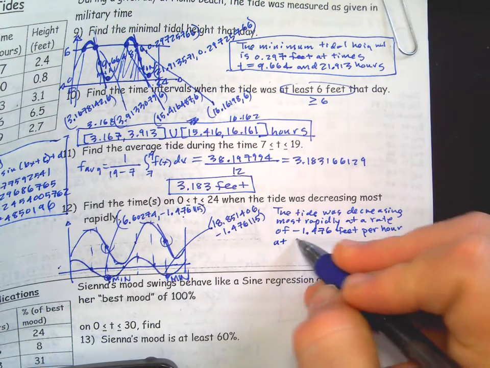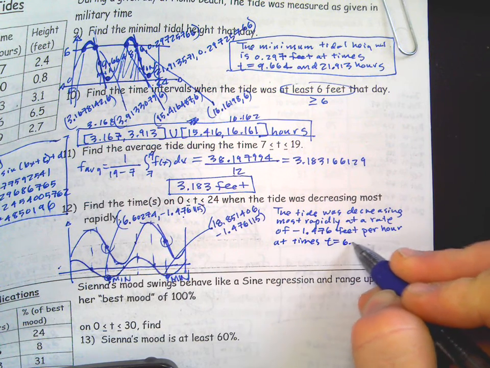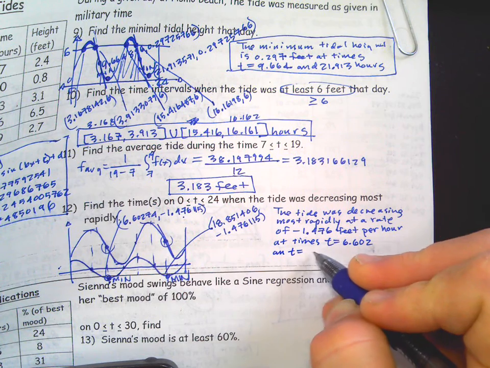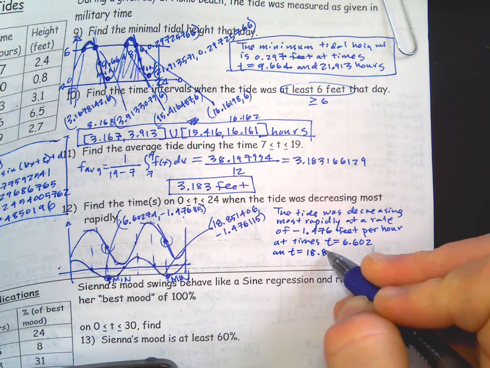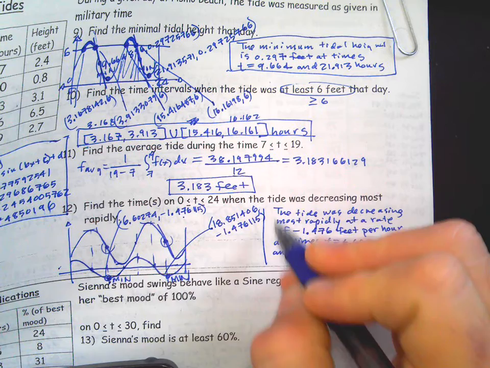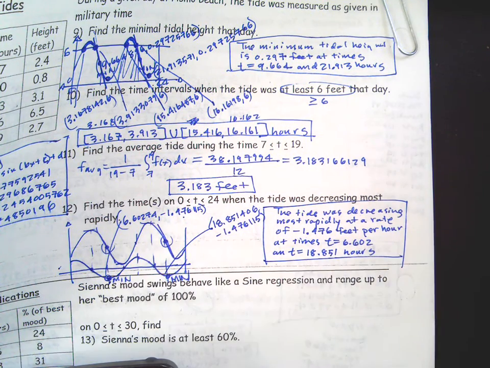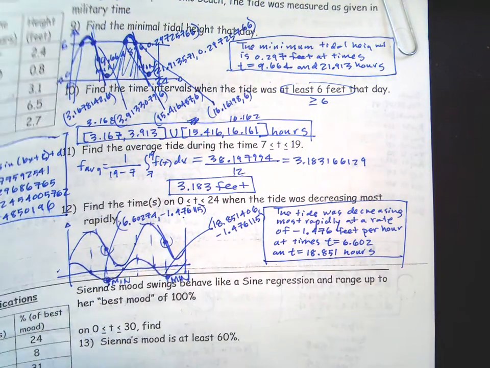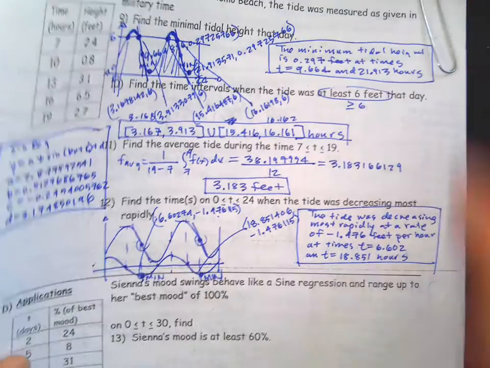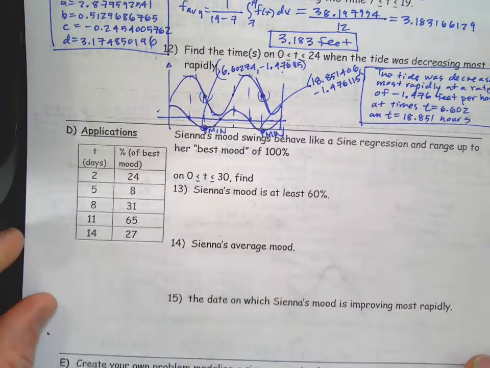At times, t equals 6.602 and t equals 18.851 hours. I want units. I want a nice thorough answer. What was the max or min? What are its units? When did it happen? This is the safest answer. This will cause you to not lose points that people will lose if they don't do this. Okay? All right, last one.